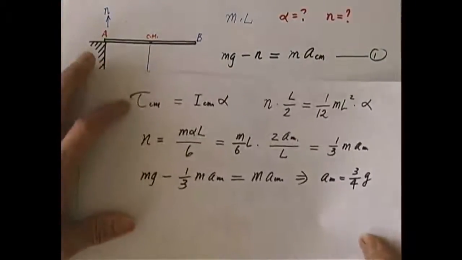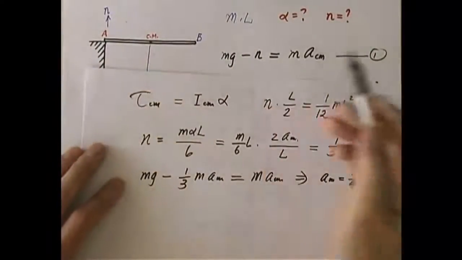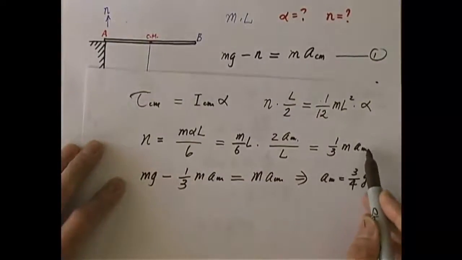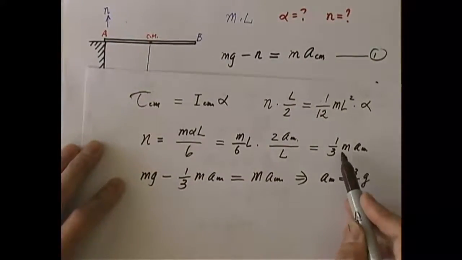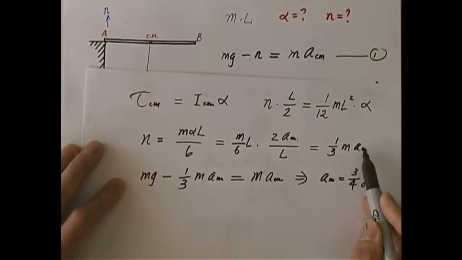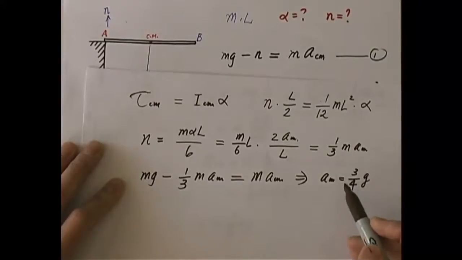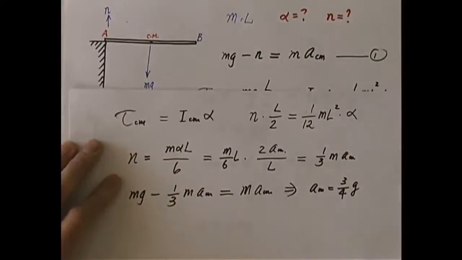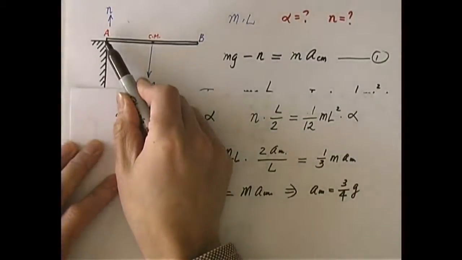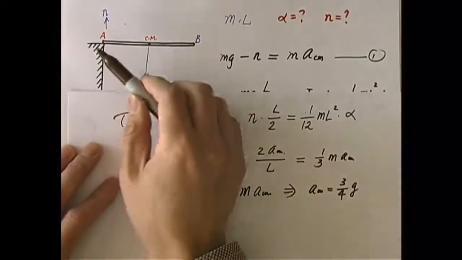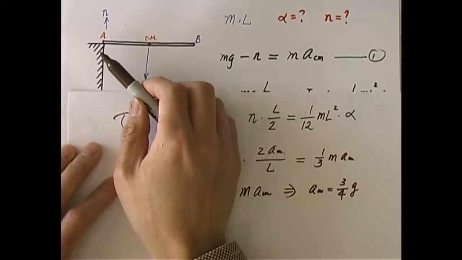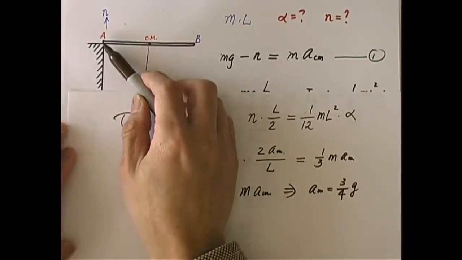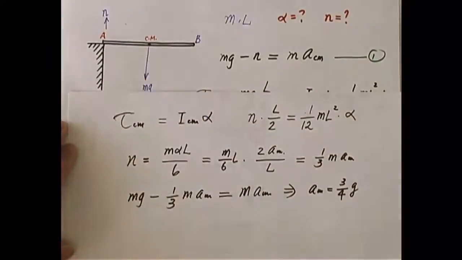Once you get ACM, of course, you can find n, because n is 1/3 m ACM, so n would be 1/3 times 3 over 4, that's 1/4 mg. And of course, once you get n and ACM, you get alpha. Everything is done. You get the same answer. But clearly, there is an advantage of taking that point, and I hope that you learned from this special example a general lesson: choose your point of observation smartly so that you can simplify your calculation.